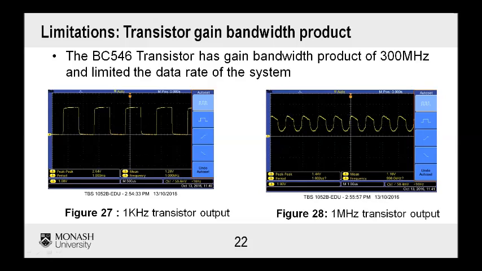If you look at the waveform on the left, you can see that the output of the transistor at 1 kHz still looks like a square wave. But on the right, you can see that the waveform at 1 MHz no longer looks like a square wave, and it also never reaches 0 volts as it turns off. This means that at high frequencies, the laser does not output a square wave.